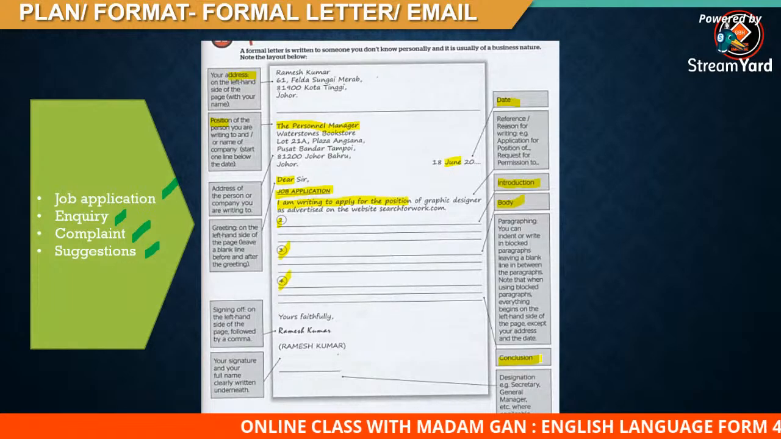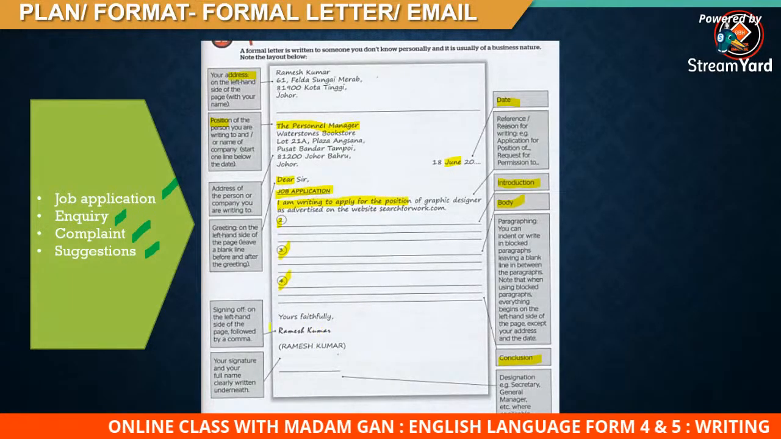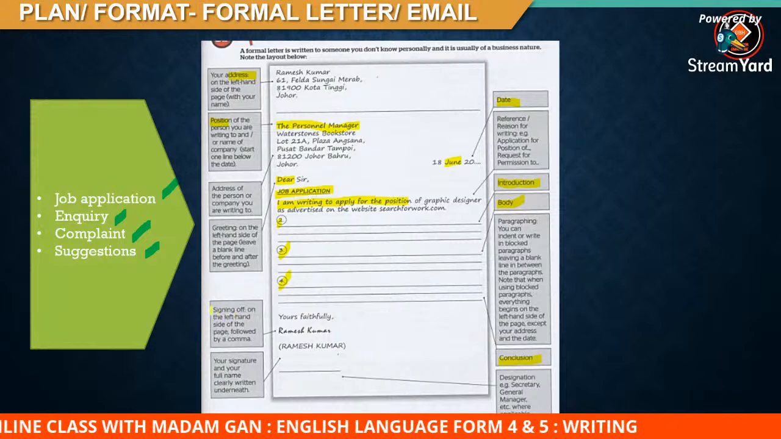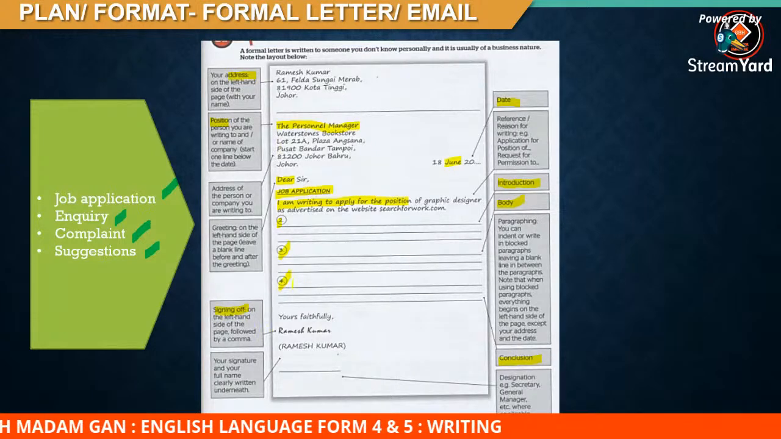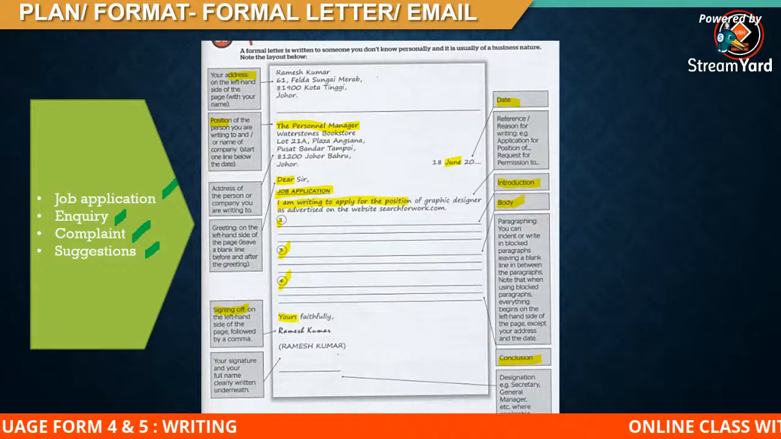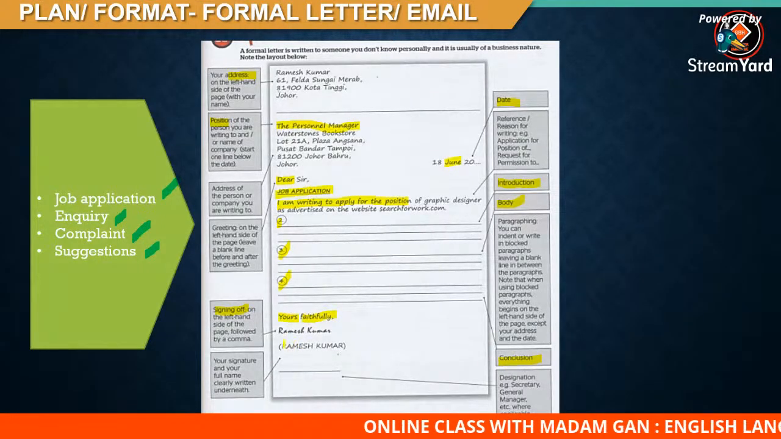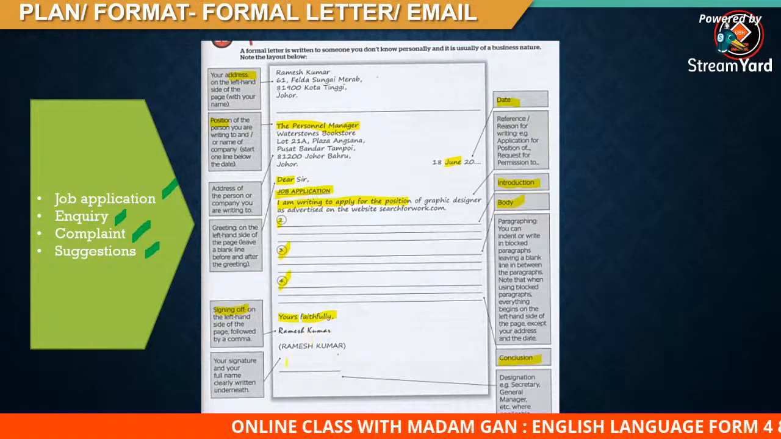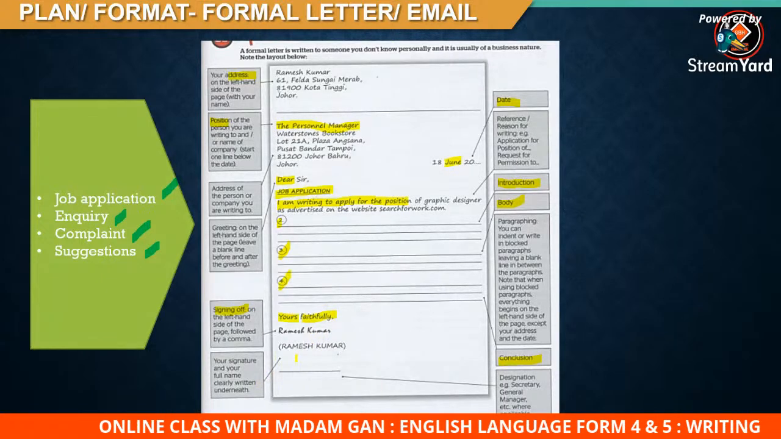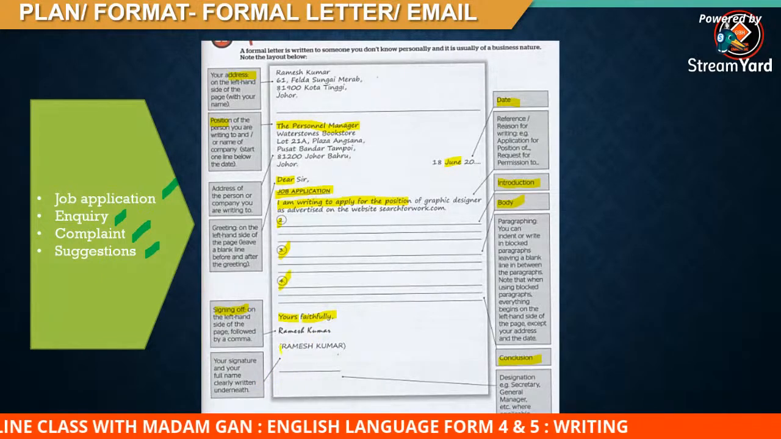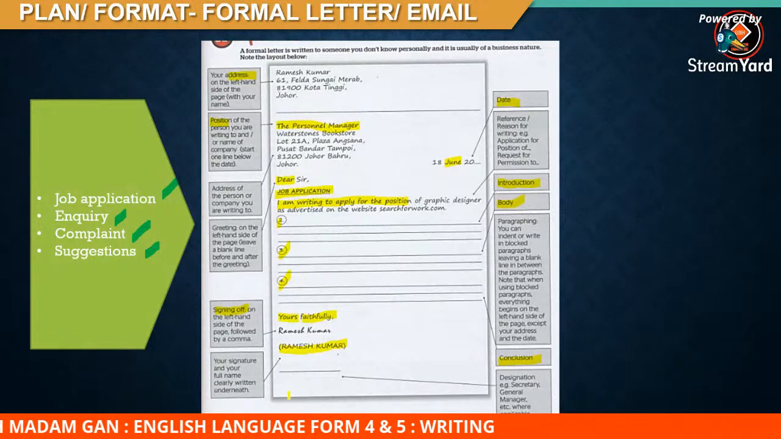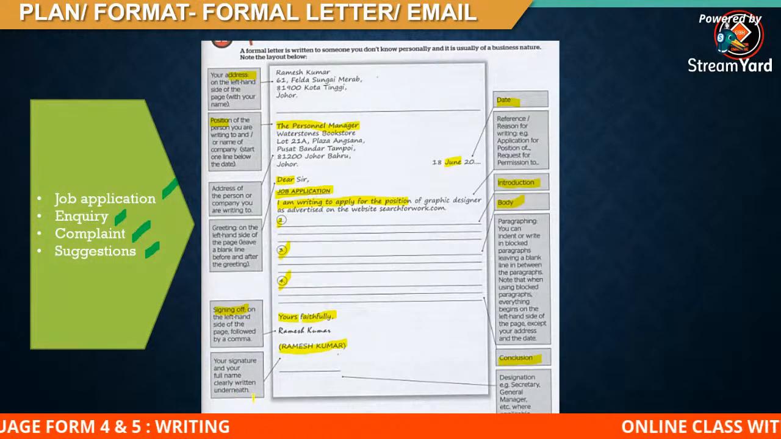Okay, so after the conclusion, you can write your sign off. How to sign off? Signing off is on this side, the left side. So remember, it's either yours faithfully or yours sincerely. And then the signature is there, Ramesh Kumar, and then you must write your name all in uppercase, RAMESH KUMAR, in bracket. Okay, so your signature and your full name clearly written underneath.